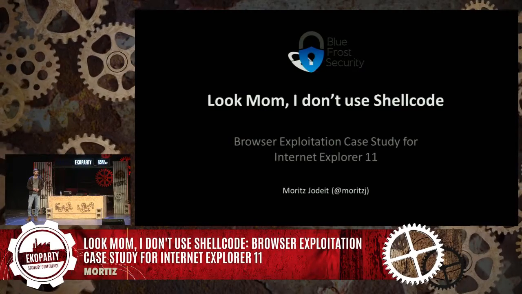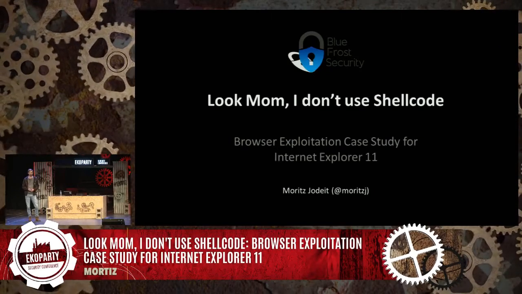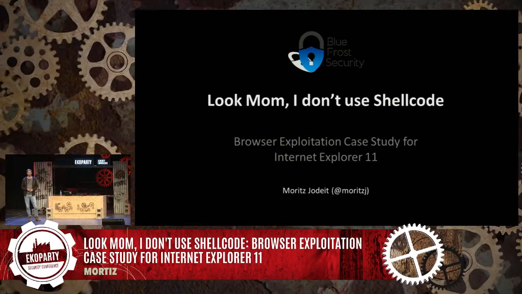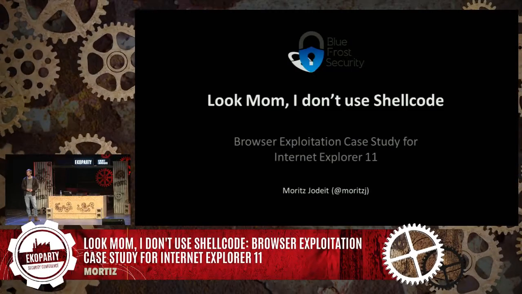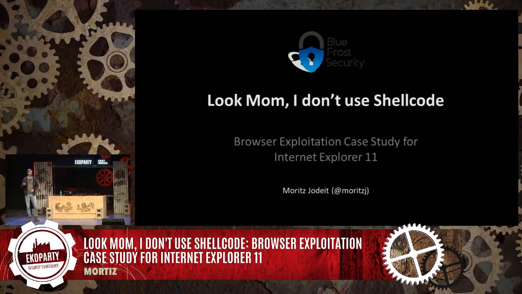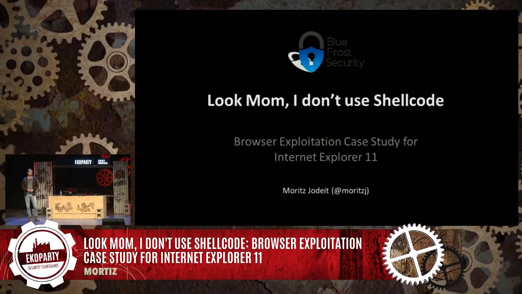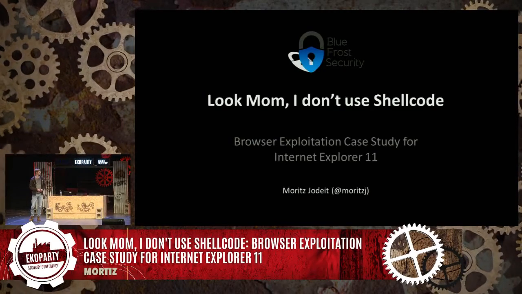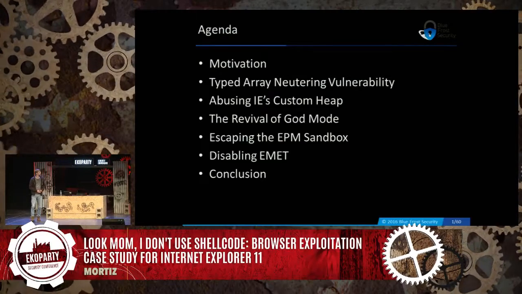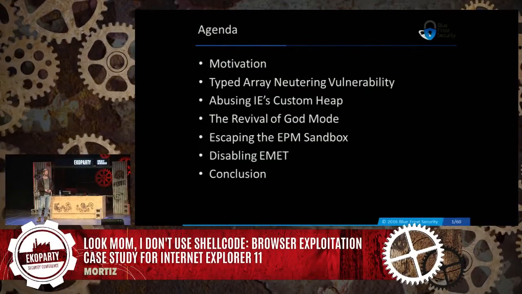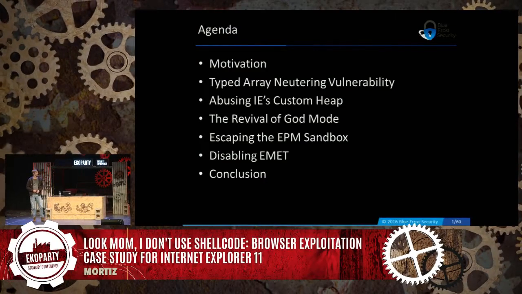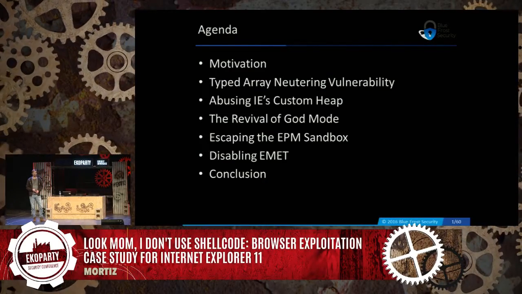And I'm quite happy to say that this was really the right decision, because they awarded us $100,000 for our submission. So in today's presentation, I'm going through all the used techniques and vulnerabilities which were part of our submission. We will start with a small motivation for why we actually started developing the exploit in the first place. After that, I will dive directly into the technical details.